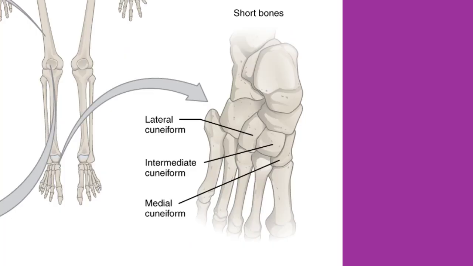The second is the short bones. A short bone is one that is cube-like in shape, being approximately equal in length, width, and thickness. The only short bones in the human skeleton are the carpals of the wrist and the tarsals of the ankles. Short bones provide stability and support as well as some limited motion.